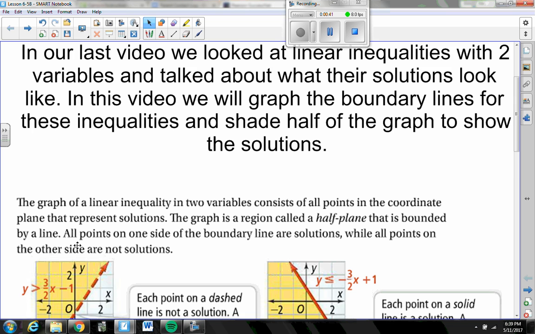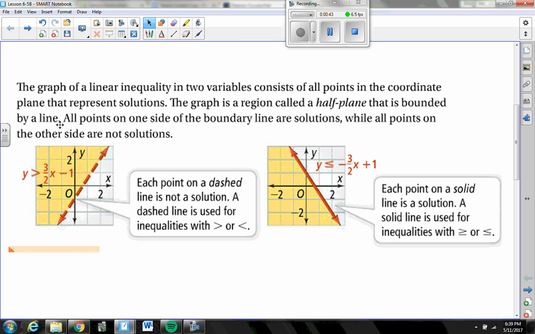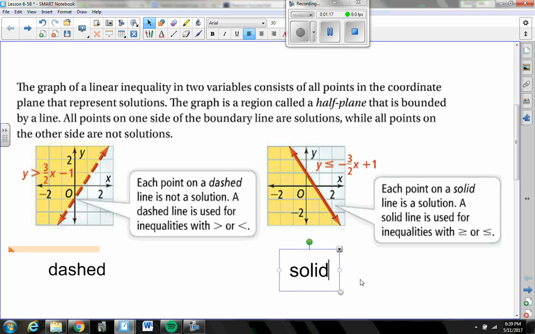The first thing we have to realize is that when we finish, our answers are going to look like this. There's going to be a line through the coordinate plane, and then we shade half of the coordinate grid, they've done it in yellow here, to show all the solutions. You'll notice that this line here is a dashed line, and this one is a solid line, and there's a very key difference between a graph with a dashed line and a graph with a solid line.